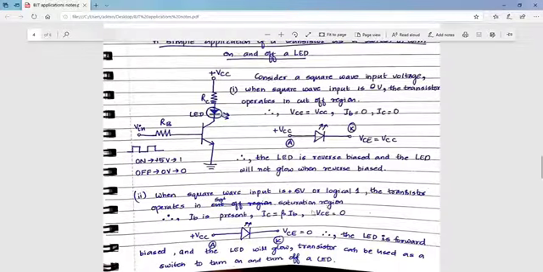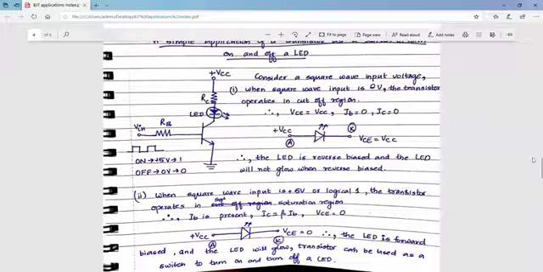So if you check the voltages across the LED, the anode terminal is given plus VCC, and the cathode terminal, which is the VCE voltage, is equal to 0. Now we know that the voltage at anode is more positive compared to the voltage at cathode. Therefore, the LED is forward biased and the LED will glow. So this is how a transistor can be used as a switch to turn on and turn off the LED.